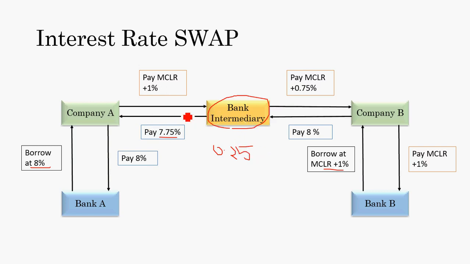This is on one leg of the transaction where one company is paying another company. In the second leg, where company A is going to pay company B, company A is paying MCLR plus 1 percentage to the bank, whereas when the bank repays company B, it is going to pay MCLR plus 0.75 percentage. So it is going to charge 0.25 percentage on the other leg of the transaction as well.